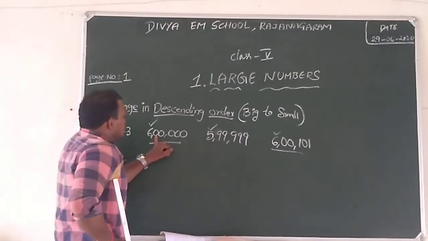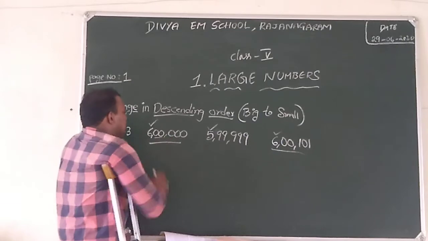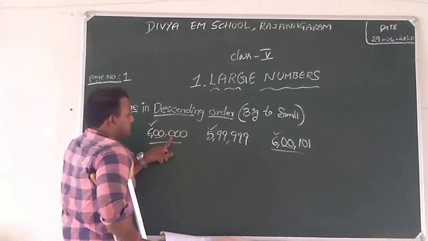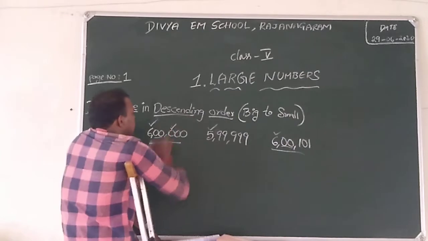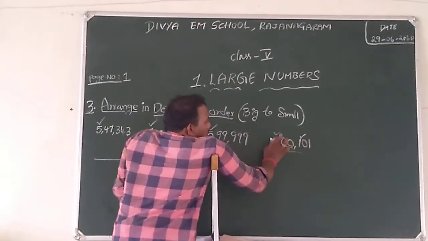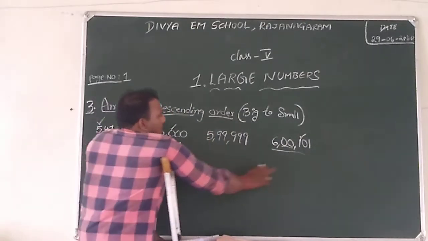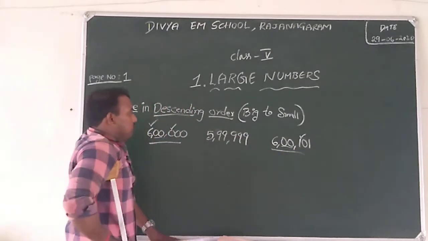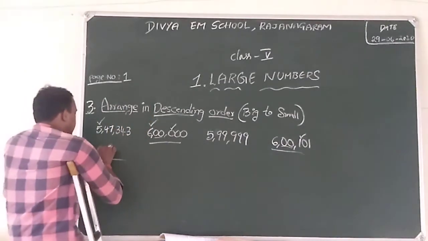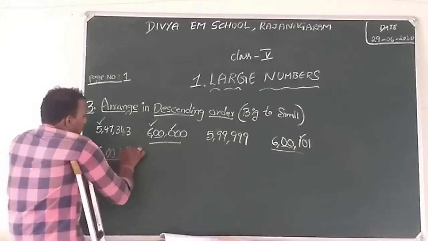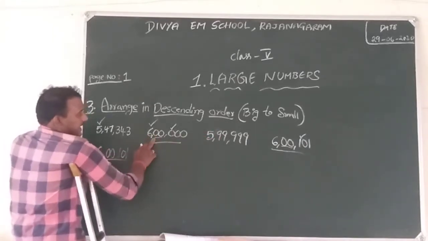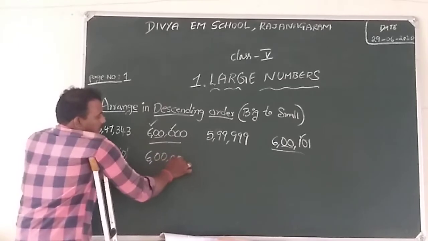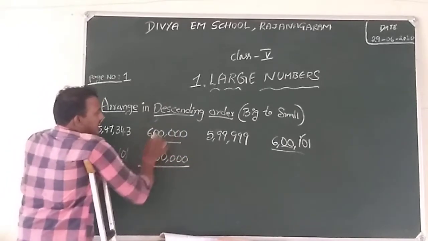So when we compare thousands place, here we are having 2 zeros and here also we are having 2 zeros. Zeros are equal. So let's move to the hundreds place. Here in hundreds place we are having 0 and here in hundreds place we are having 1. Okay. So when compared to 0 and 1, what is greater? So 6,101,000 is the big number we need to write first. So I am writing 6,101,000. After that we are having the second greatest number, 6 lakhs. So I am writing here 6 lakhs.